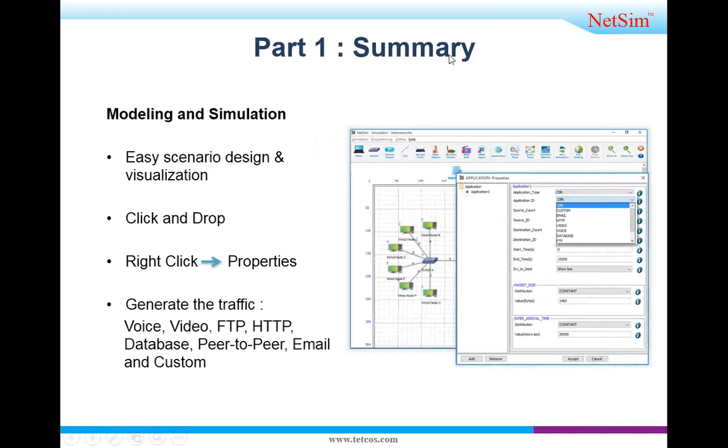Then in summary of this modeling and simulation, you can see in this screenshot some of the nodes and links have been created. And in application properties, you can see application type: CBR, custom, email, HTTP. All these kinds of application types you can generate on these nodes, and you have to provide the source ID and destination ID, from where you have to send the traffic to which destination. Then the packet size and its distribution, whether it would be constant or some other distribution, or you can set the inter arrival timing, its distribution and value.